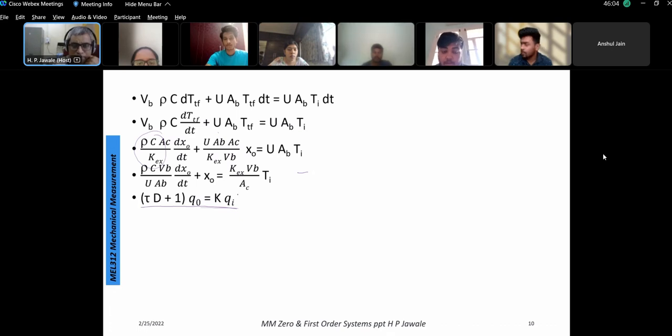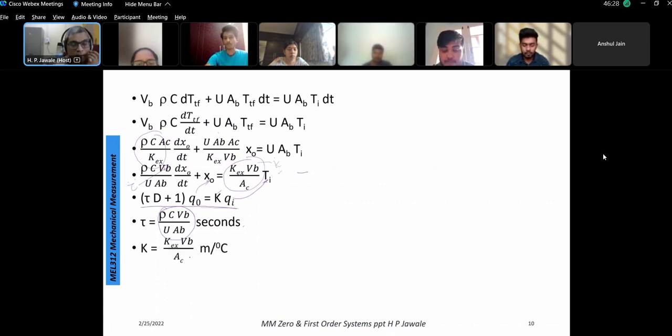Now we can correlate qi as the input, q as the output here, and then we get the different constants. Say tau is nothing but rho C Vb by UAB in terms of seconds. That is the first constant we got here. And the second constant that we have found is the static sensitivity K, which is nothing but Kex times Vb upon AC, meter per degree Celsius. And thus we have derived that the thermometer is a first order instrument.